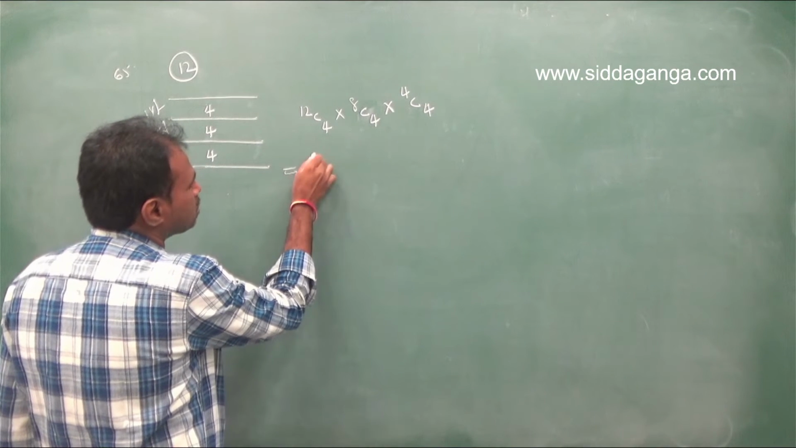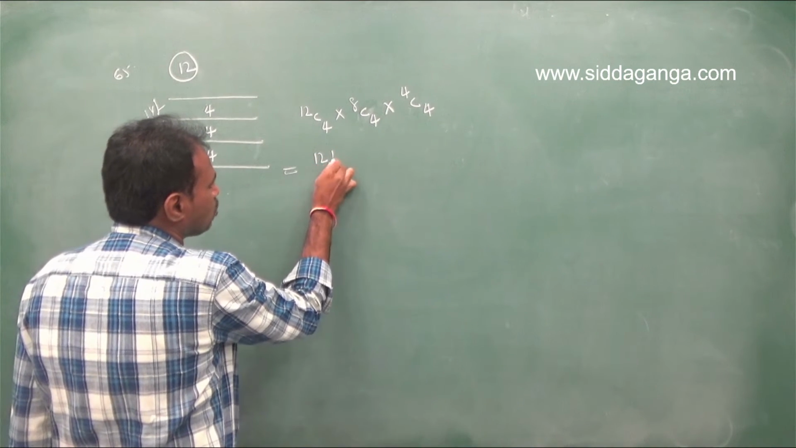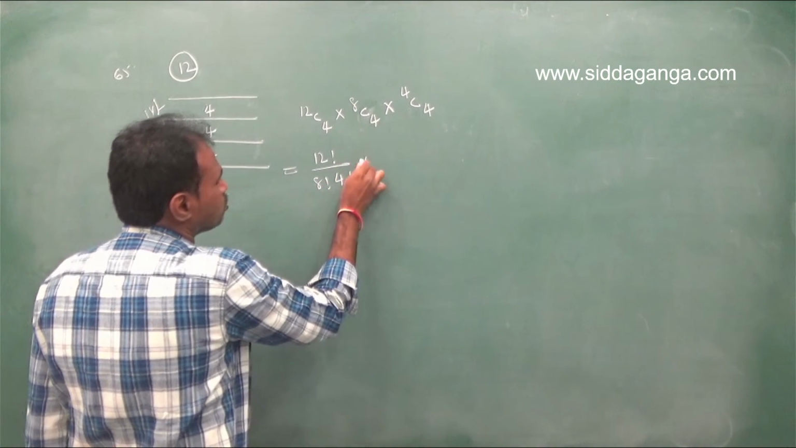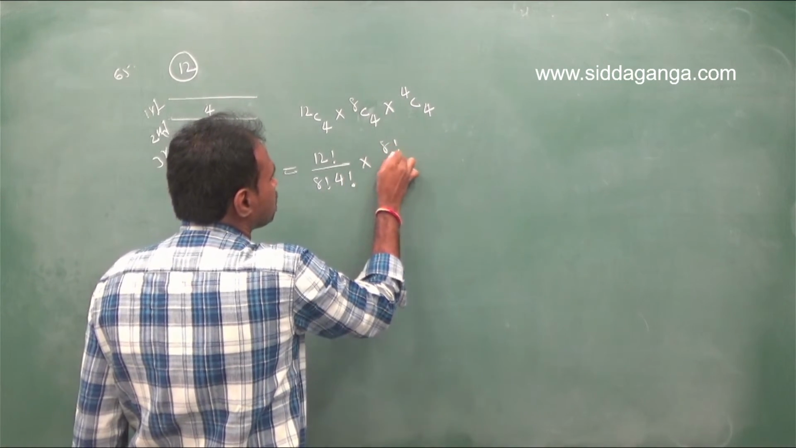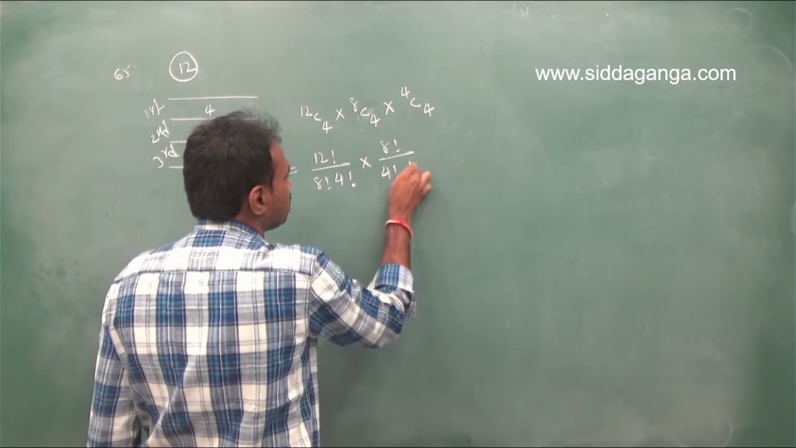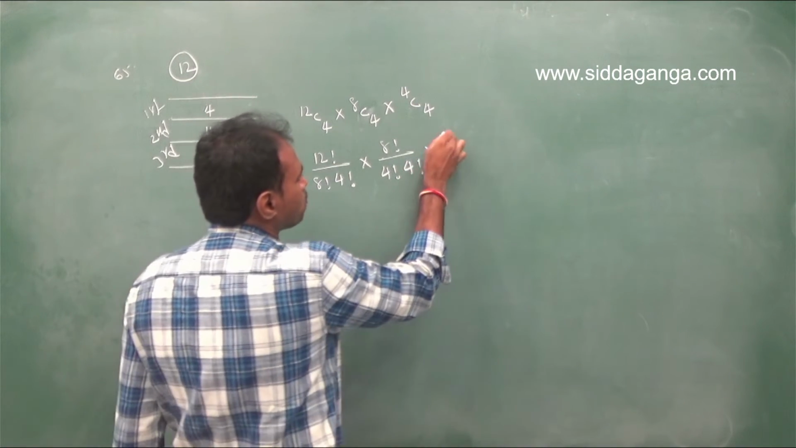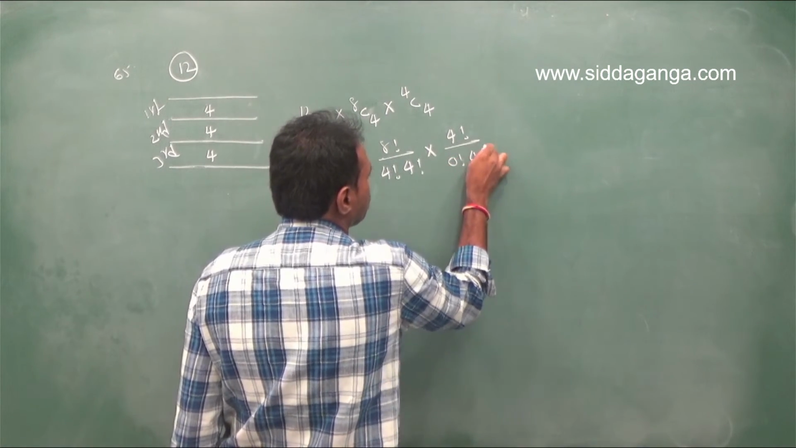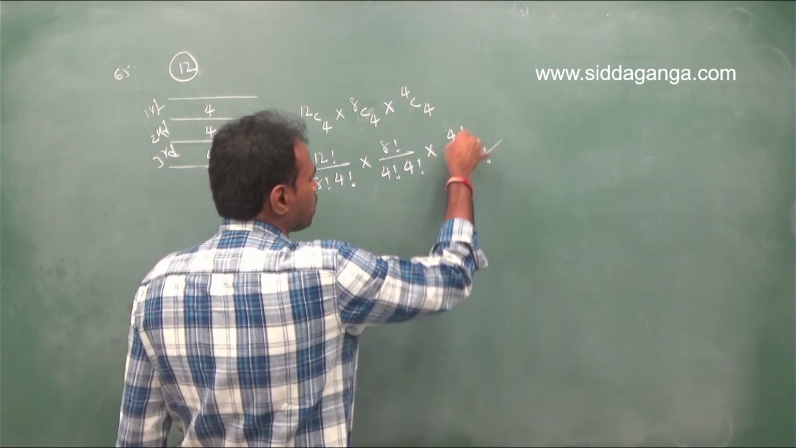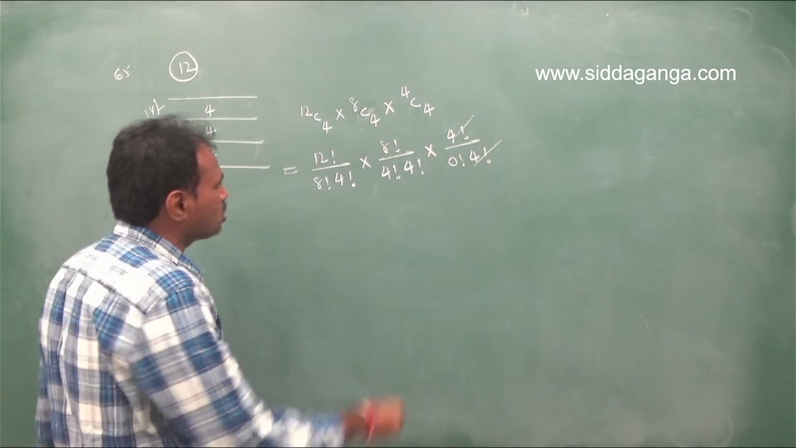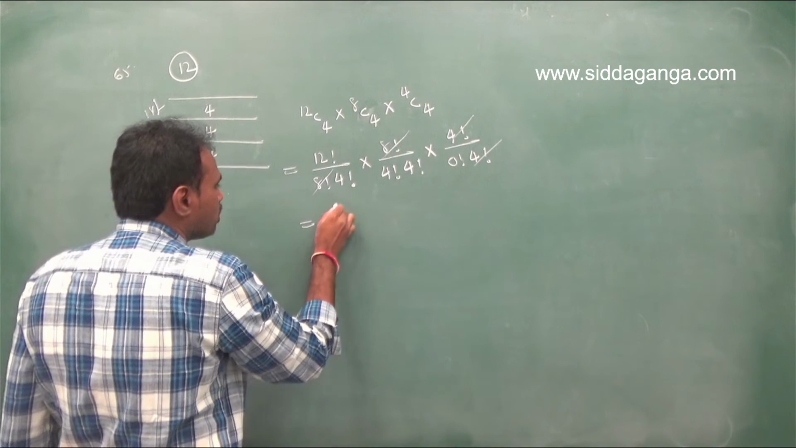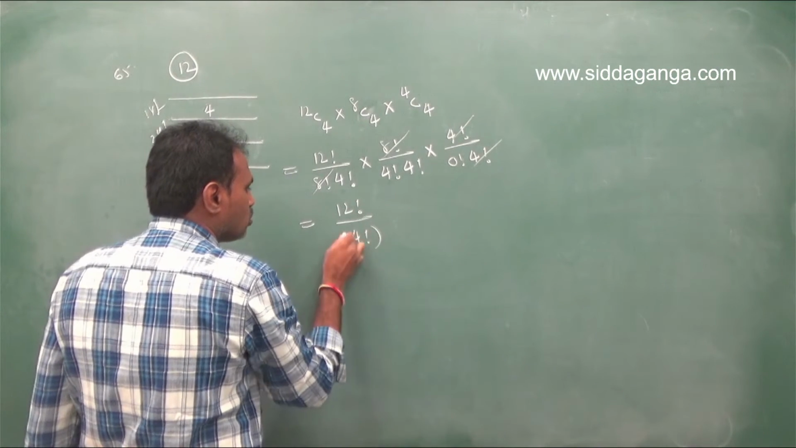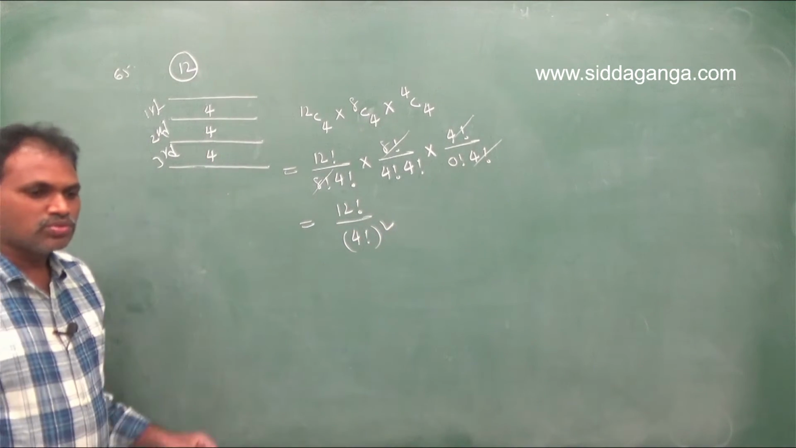Therefore, 12C4 means 12 factorial by 8 factorial into 4 factorial, into 8C4 means 8 factorial divided by 4 factorial into 4 factorial, into 4C4 means 4 factorial by 0 factorial into 4 factorial. Now 4 factorial cancels, 0 factorial is 1, 8 factorial and 8 factorial cancel, therefore it is 12 factorial by 4 factorial into 4 factorial into 4 factorial, that is 12 factorial by 4 factorial cubed. Therefore, option 1 is right.